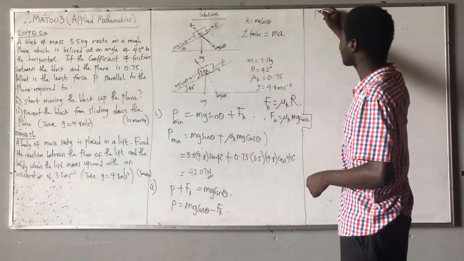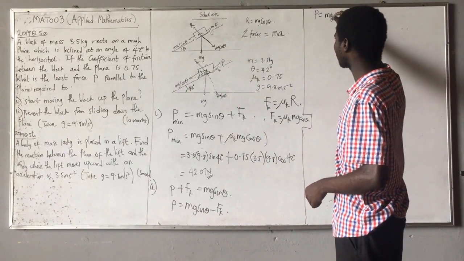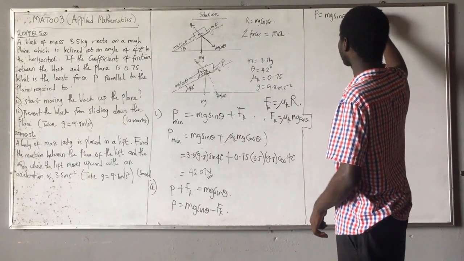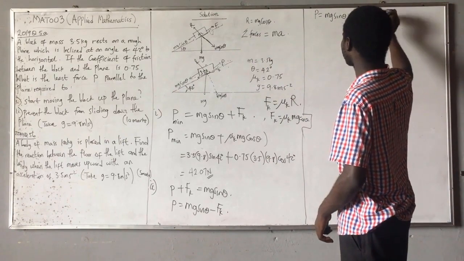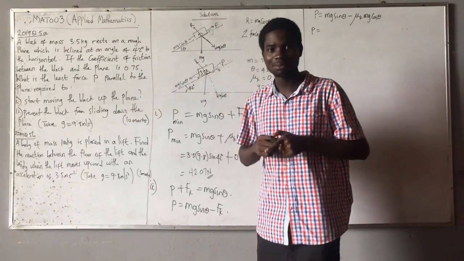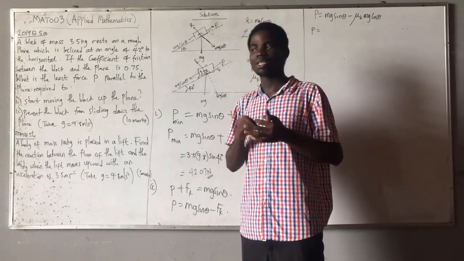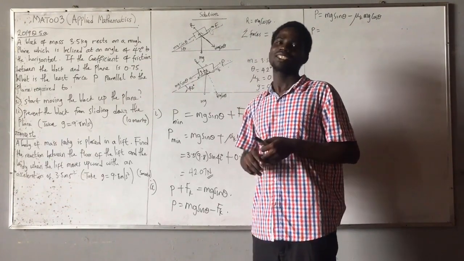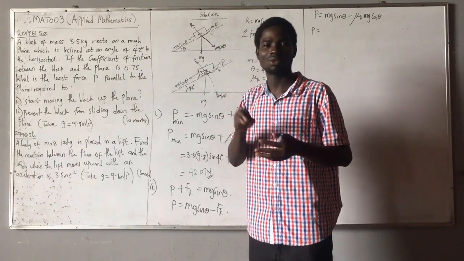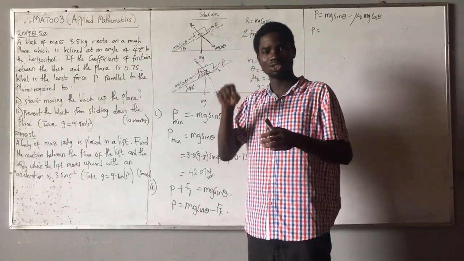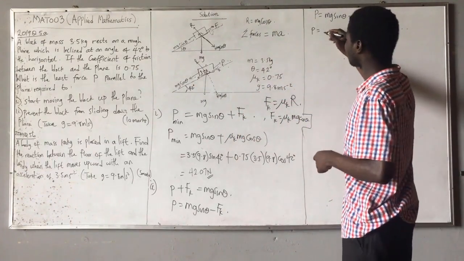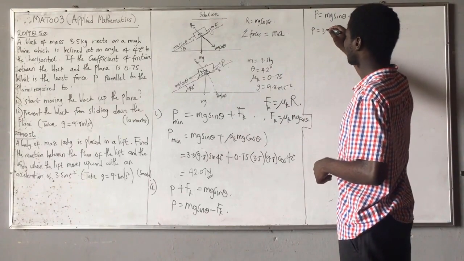So that means P will be equal to mg sine theta minus what? I've explained this one before, mu mg cos theta. Please, if this question comes out in your exam, you must be able to answer it. If you cannot answer it, don't come outside from the hall. Stay there until you answer it. Do you understand?